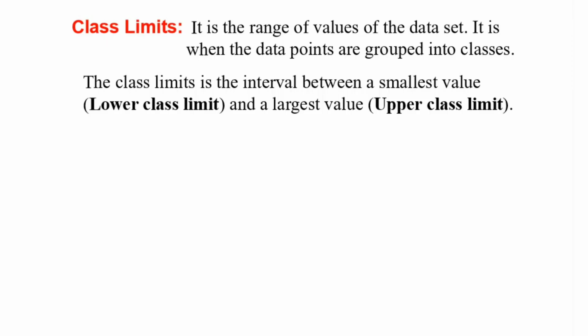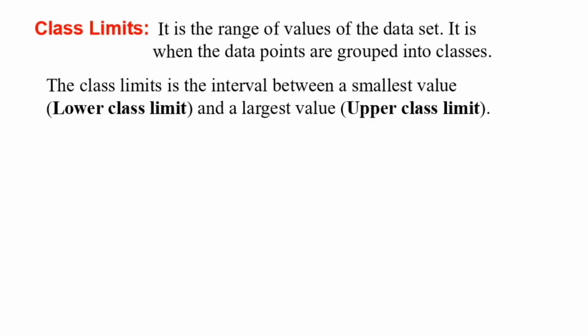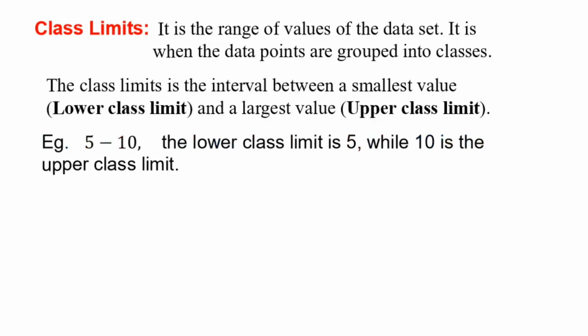So that is the upper class limit and the lower class limit. Now let's look at this example. For instance, if you are given this class, 5 to 10, then our lower limit is 5 and our upper limit is 10. Yes, so that's it.